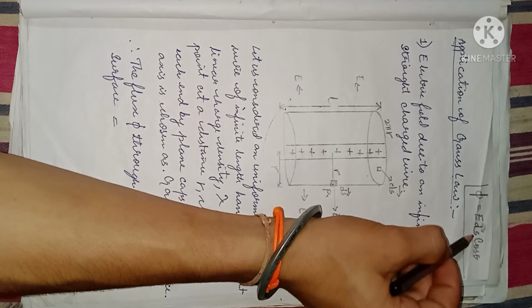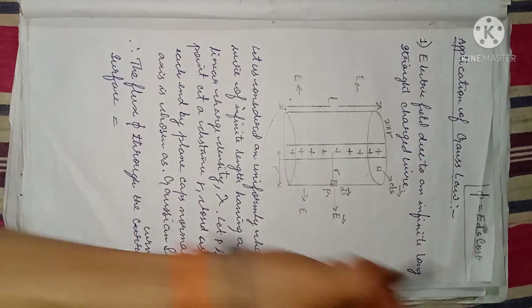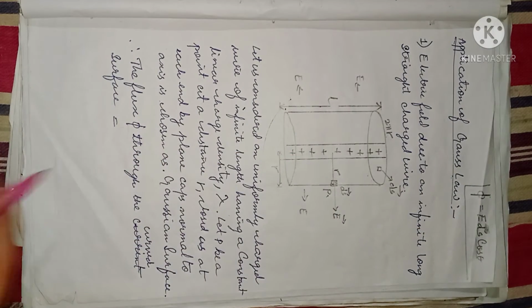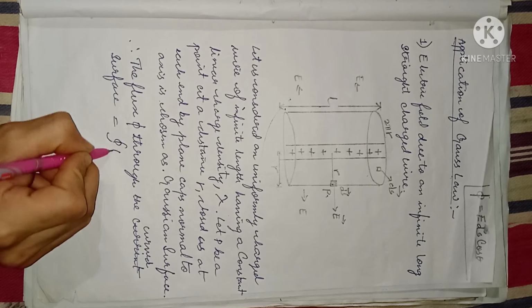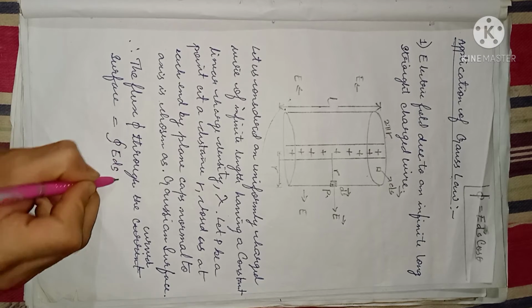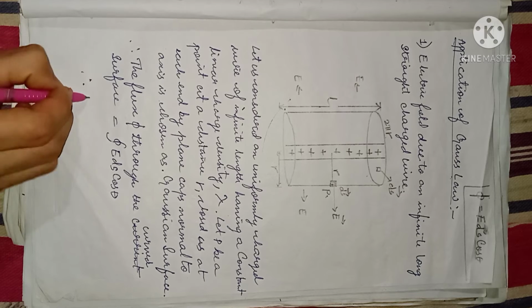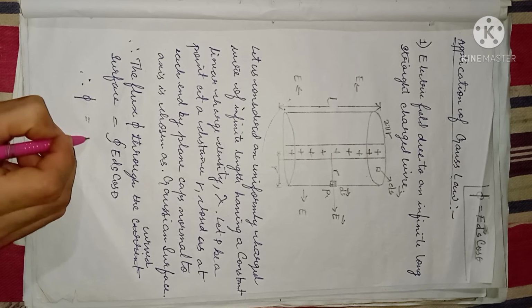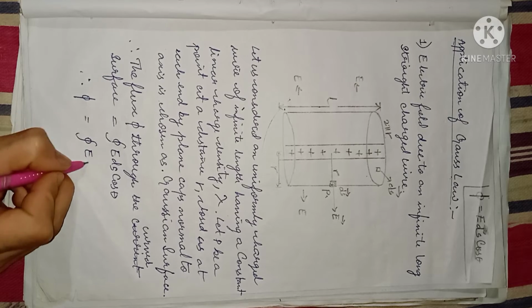We need to write the angle. That's why we have not written the vector here. So you need to write the integration of E dS cos theta. Therefore, we can write that phi is equal to closed integration of E dS.